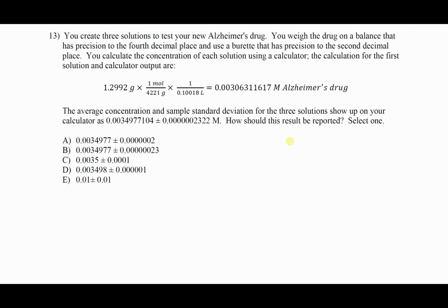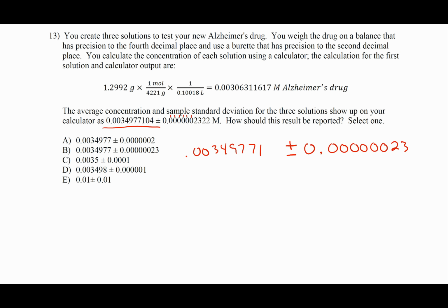Well, rule 1 is report the error with 1 significant figure, unless it begins with a 1 or a 2. It begins with a 2, so we got to keep 2. So 0. Let's see, 1, 2, 3, 4, 5, 6 zeros, then 2, 3. Then this must be reported with the same precision as your error. So that was what? 1, 2, 3, 4, 5, 6, 8 decimal places. So 0.00349771.